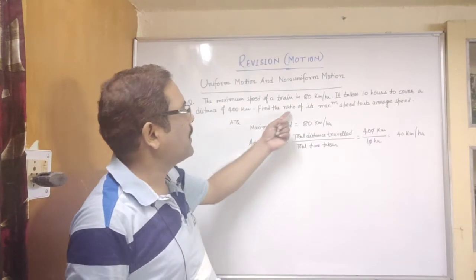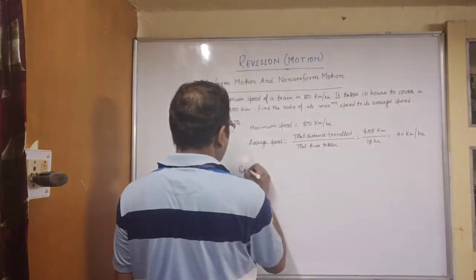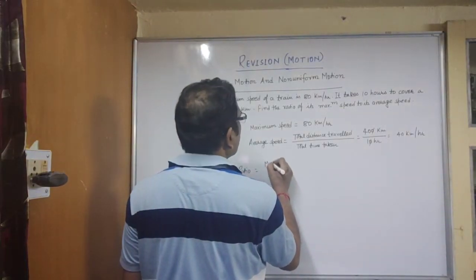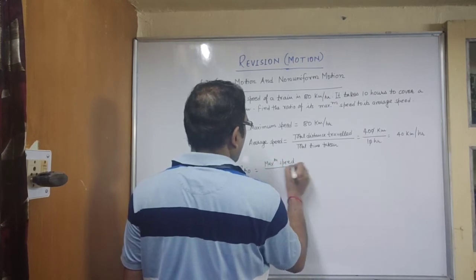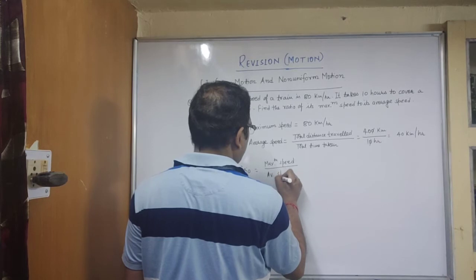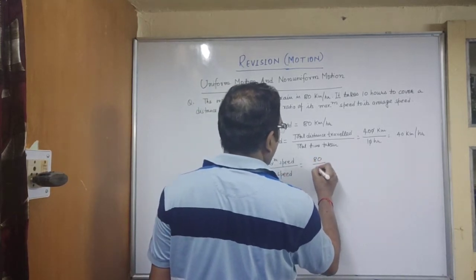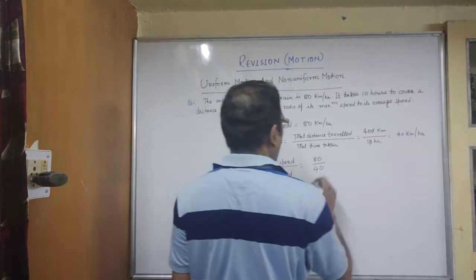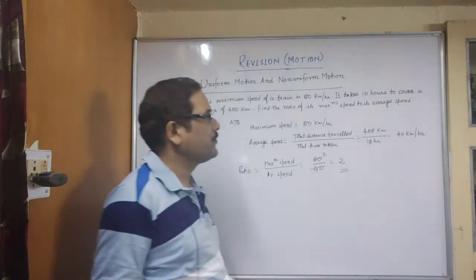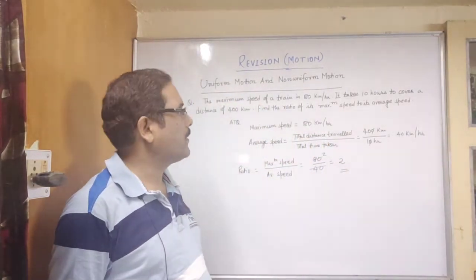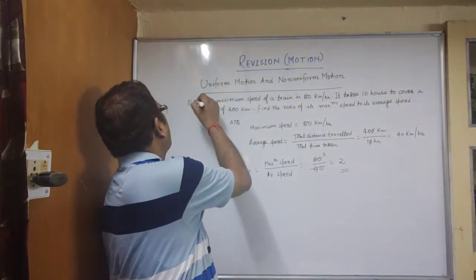Now what you have to calculate? Ratio. So the ratio of maximum speed by average speed. Maximum speed is 80, average speed is 40. So this ratio will be 2. I think you all are able to understand. Now we will discuss another question.